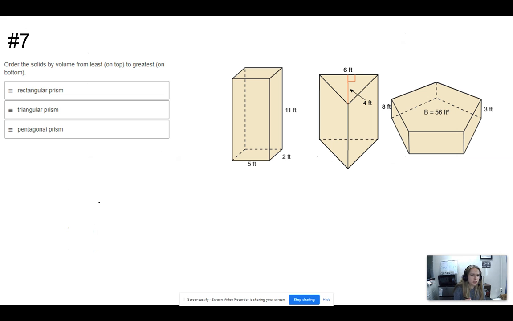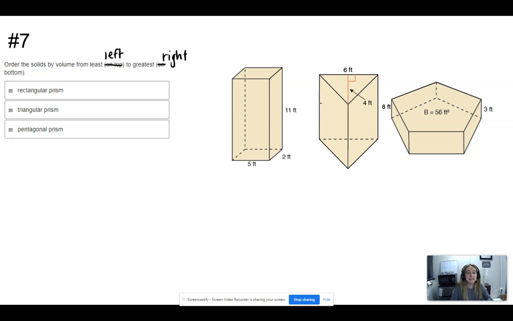Okay, it says order the solids by volume from least on top to greatest on bottom. We're just going to change this so that it's easier in the answer, least on the left to greatest on the right. So write the least ones on the left, order it to the right. Go ahead, pick your answer.